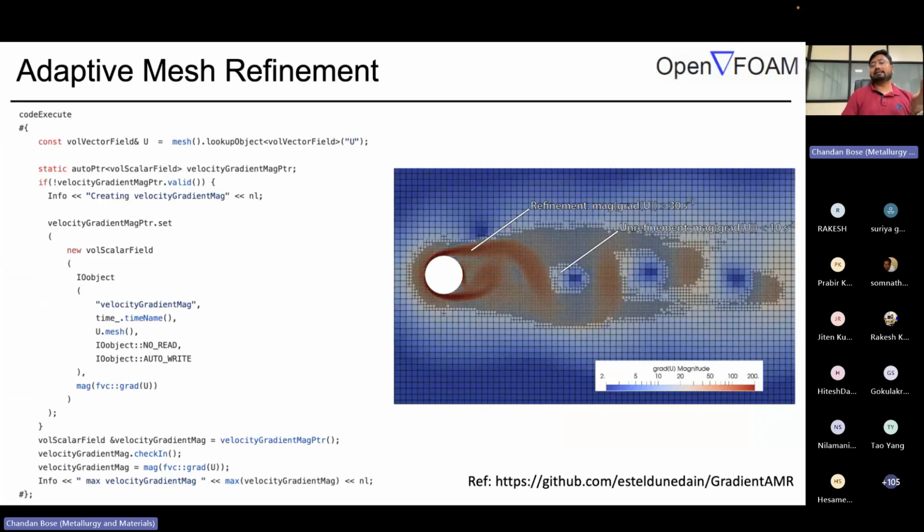But the interesting thing is that you can also do adaptive mesh refinement based on a derived quantity. Here, we want to do the refinement to capture this vortex setting, right? So we have to find a quantity like the magnitude of the gradient of U, because you know the relationship between velocity and vorticity. So we can actually write our own code within OpenFOAM to calculate a derived quantity and then refine our mesh according to that quantity. So this is the GitHub link where this development has been done for gradient AMR.